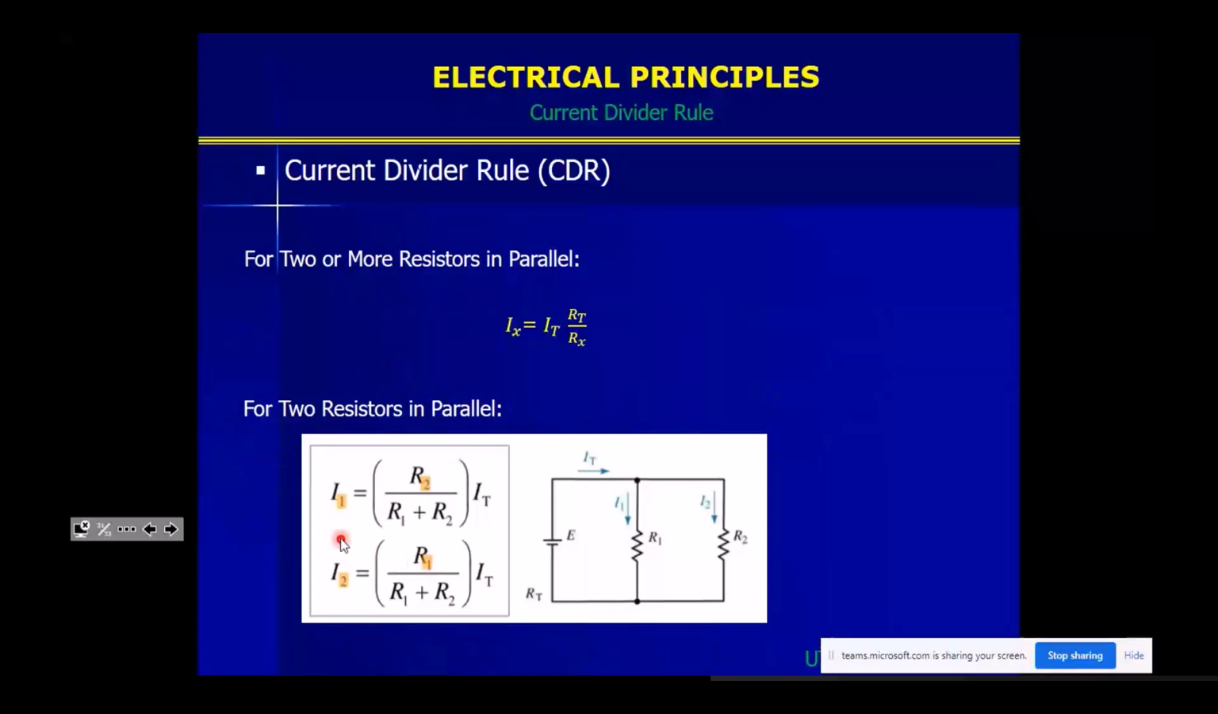Watch out carefully. To find I1 without using Ohm's law, you can use that formula directly. Take R2, the opposite, then add the two, and multiply that with the total current. Look at I2, take the opposite, and you add the two resistors and multiply that with the total current. Actually, this formula comes from this and arrives like this. So this is the formula for the current divider rule for a parallel circuit.